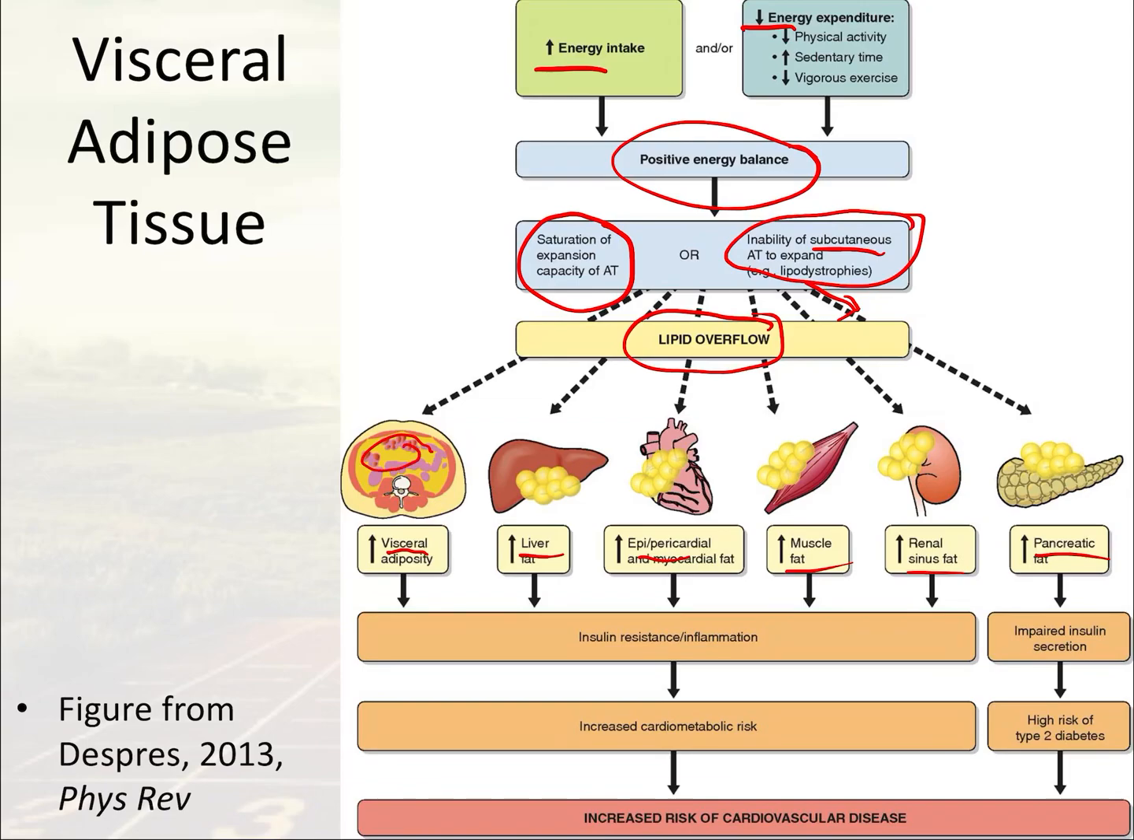And this fat buildup is bad for this tissue. In the pancreas, that leads to breaking down of beta cells and loss of ability to release insulin. In the other tissues, it causes insulin resistance and inflammation. All of these factors lead to what's known as increased cardiometabolic risk. All of this also leads to high risk of type 2 diabetes, and then directly connected to cardiovascular disease.